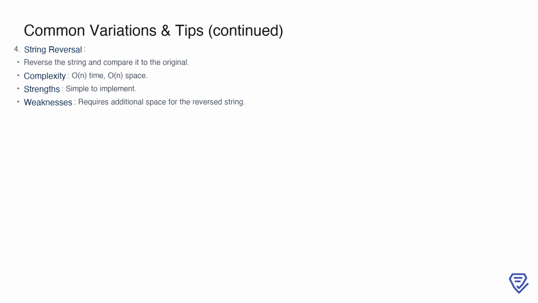String reversal is another alternative approach worth considering. In this method, you reverse the string and compare it to the original. It has a time complexity of O(n) and requires O(n) space to store the reversed string. The primary advantage of this approach is its simplicity. It's straightforward to implement and understand. However, the trade-off is the additional space required to store the reversed string, which might not be ideal for scenarios where memory usage is a constraint. Overall, it's a useful method to keep in mind when simplicity and readability are priorities over space efficiency.